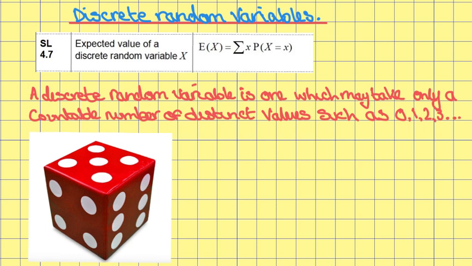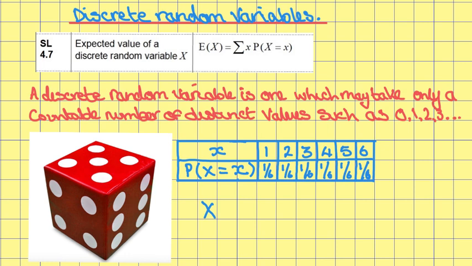Capital X represents the variable. In this case, it is the score on the dice. Little x represents the actual outcomes, in this case 1, 2, 3, 4, 5, 6. So capital X is equal to the score on the dice, and little x is the list of outcomes 1, 2, 3, 4, 5, 6.